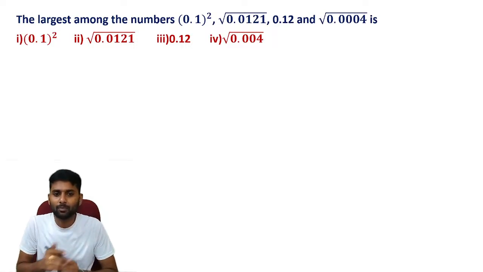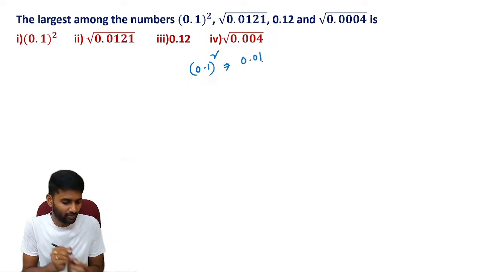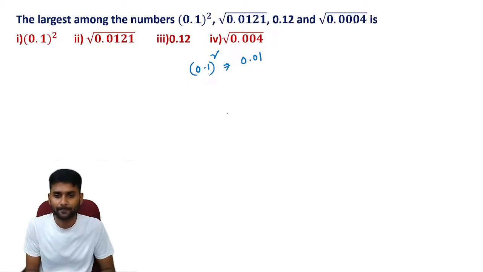The largest among the numbers, 0.1 whole square. Now 0.1 whole square is all about 0.1 into 0.1, which is 0.01. See, what about the square root of 0.0121? So here the value is equal to 0.11.